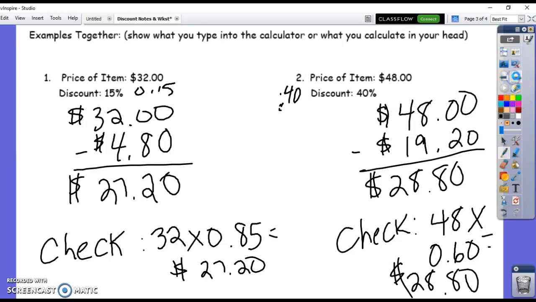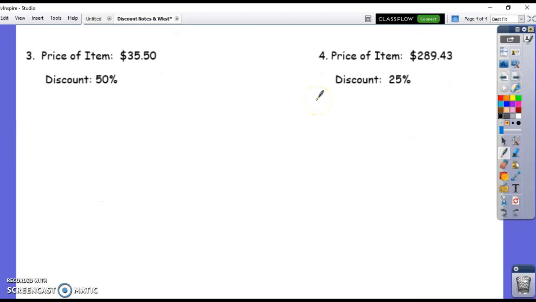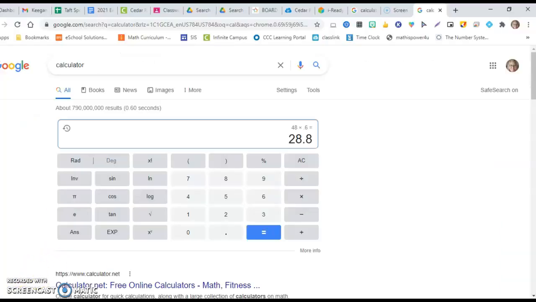All right, we got 2 more we're going to do together. Number 3, the price of the item is $35.50. My discount is 50%. 50% is half. Okay, so write your $35.50. Remember half, 0.5, 50%. So let's go to our calculator. 35.5 times 0.5. And you get 17.75.